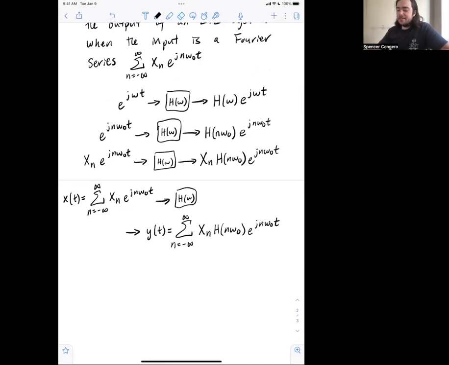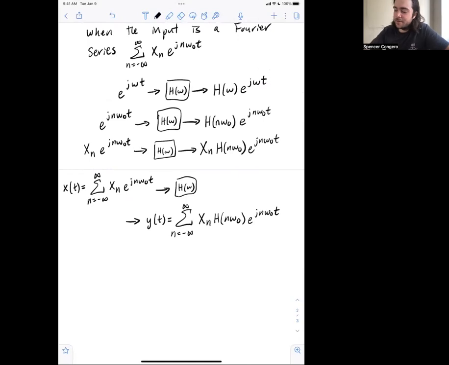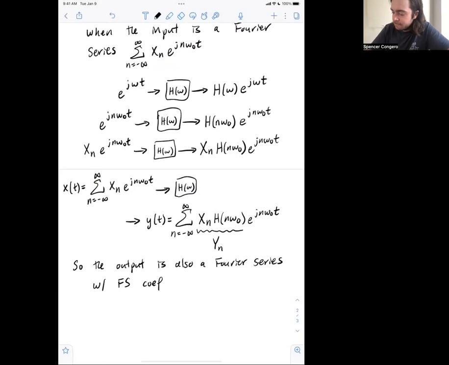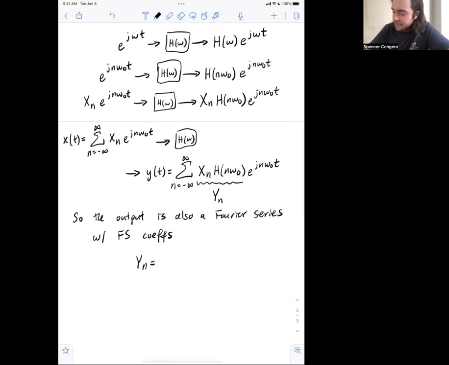Okay, so this is pretty cool. We see now that for an LTI system with frequency response h of omega, when I put in a Fourier series, I use this eigenfunction property to say, hey, wait a second, the output is also a Fourier series, so it's also periodic. And I actually know what the Fourier series coefficients are. These are my Fourier series coefficients. I'll call them y sub n. Let me just make a note. So the output is also a Fourier series, and it has Fourier series coefficients y sub n, which are just the input Fourier series coefficients times the frequency response evaluated at n times the fundamental frequency omega naught.